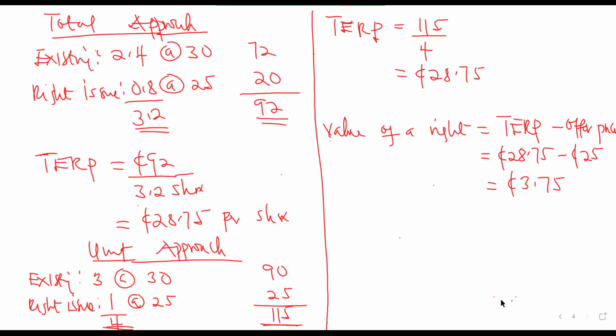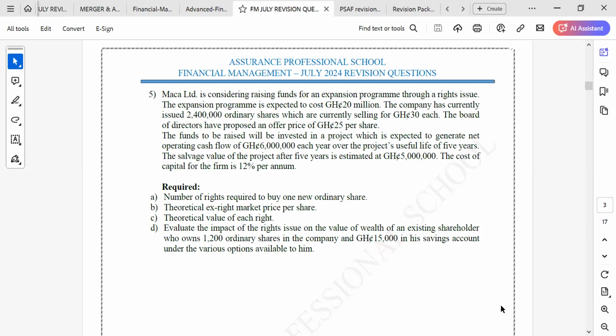What are they asking us now? Evaluate the impact of the rights issue on the worth of an existing shareholder who owns 1,200 ordinary shares in the company and 15,000 in his savings account under the various options available to him. Whenever there is a rights issue, what are the various options available?